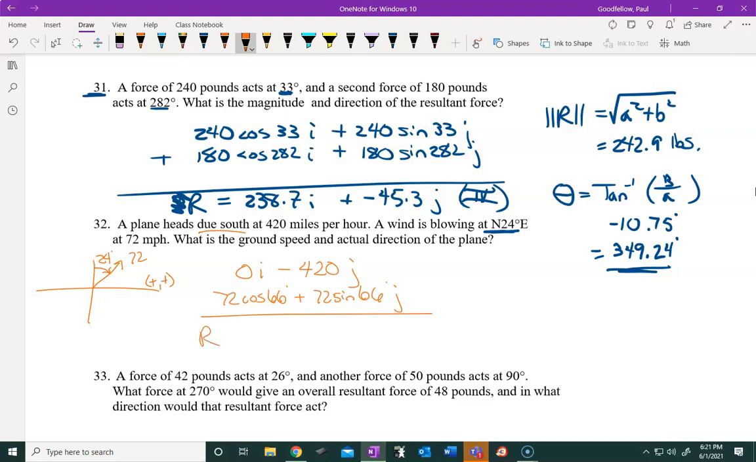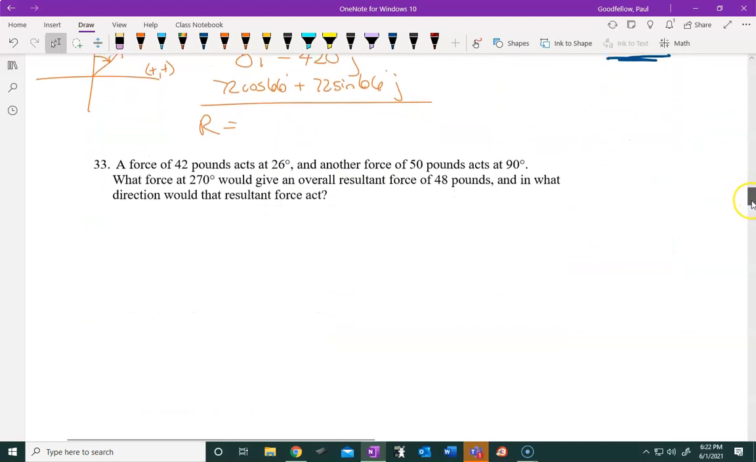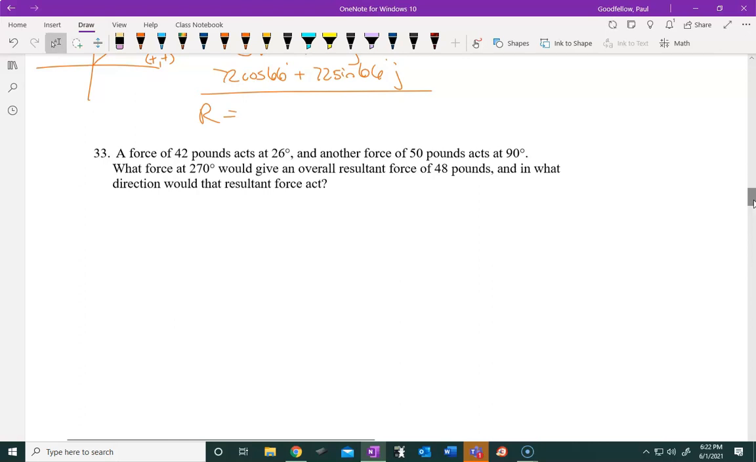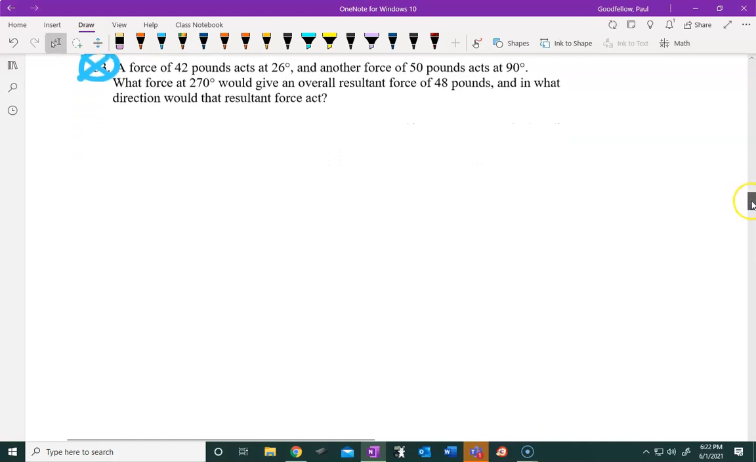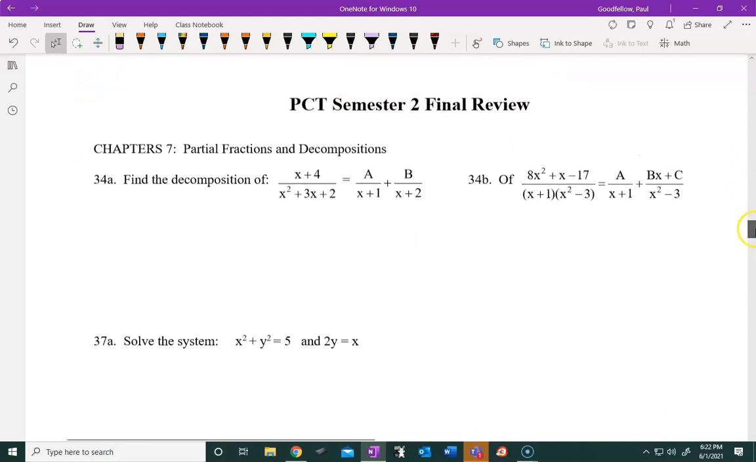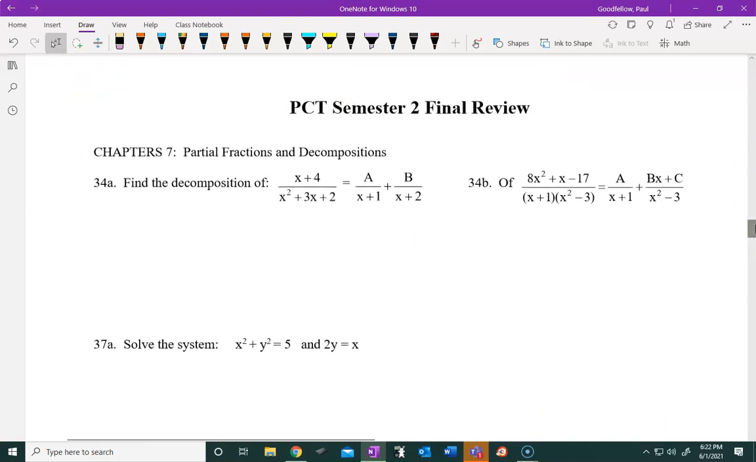End up adding those two together, get the resultant vector, and get the true ground speed, which is the resultant, and the direction of the actual plane. Same as number 31, just a little bit set up differently. Number 33 is a backwards working question, and I would doubt anything even of the sort would be on the actual final exam. That question is pretty saucy, and you should probably go back and take a look at it if you plan on taking physics someday.